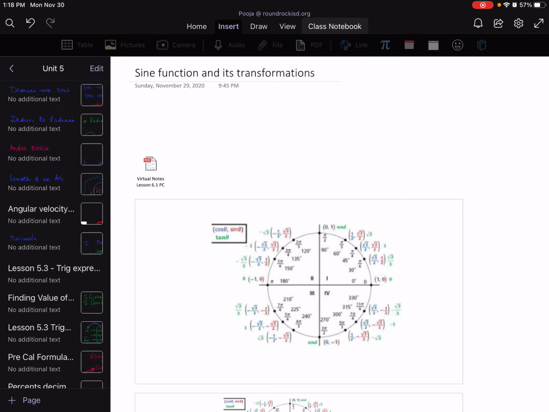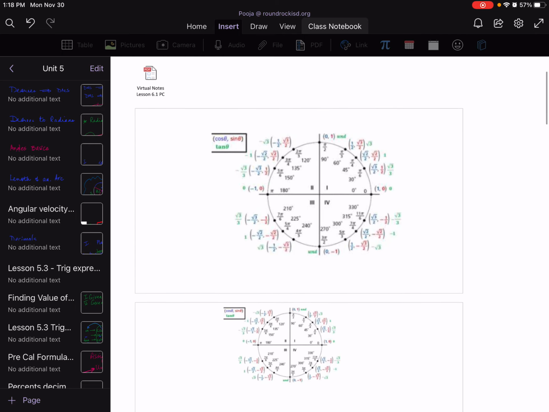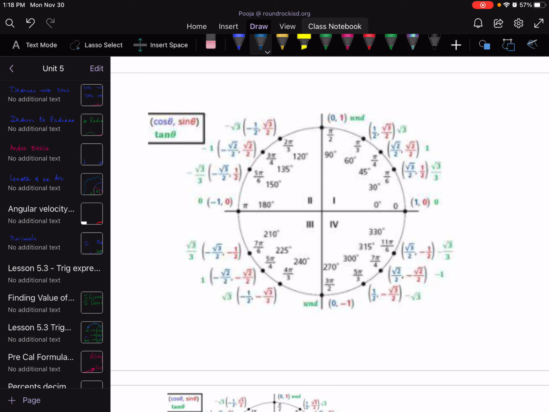Hi there. In this video, we are learning about the sine function and the transformations that are associated with it. Now we are graphing the sine function, all right? And our entire focus is: what does the graph look like? How is it obtained? What are some of the basic characteristics of the graph, and so on and so forth? We have to begin with our handy dandy unit circle.